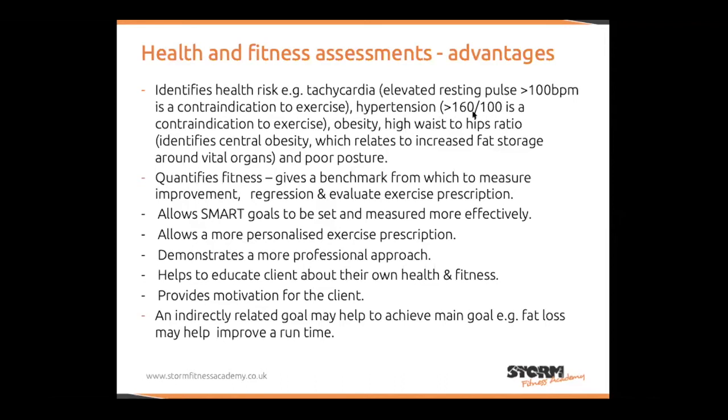With blood pressure, 160 over 100 is also a contraindication to exercise, so that's high blood pressure again. You can also track somebody's height and weight and do the BMI, or you could do their waist to hip ratio and find out if they're an increased risk from that as well. So they're just kind of like health markers, really. Gives you a nice little benchmark to start from as well.